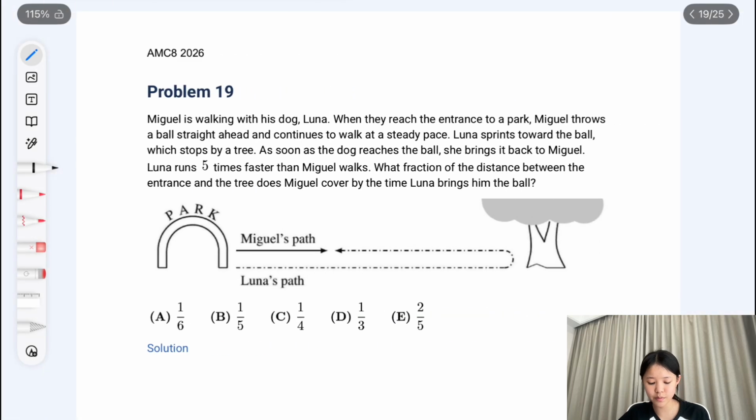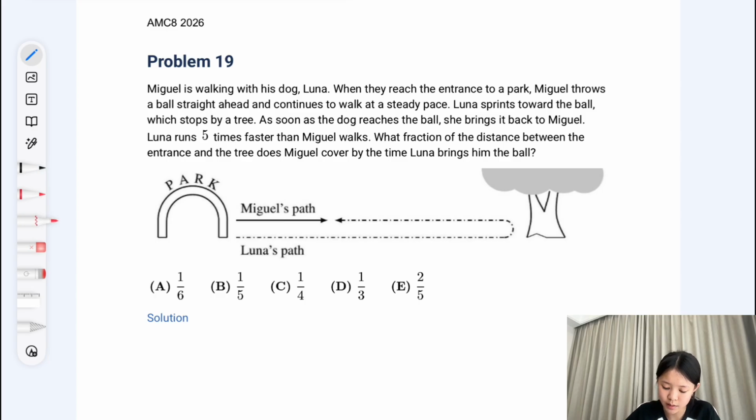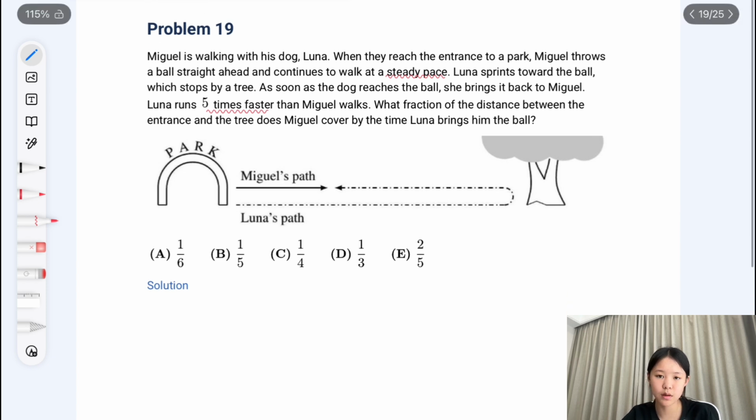Okay, next, problem 15. Miguel is walking with his dog, Luna, and when they reach the entrance to a park, Miguel throws a ball straight ahead and continues to walk at a steady pace. Luna sprints towards the ball, which stops by a tree. And as soon as the dog reaches the ball, she brings it back to Miguel. Luna runs 5 times faster than Miguel walks. What fraction of the distance between the entrance and the tree does Miguel cover by the time Luna brings him the ball?